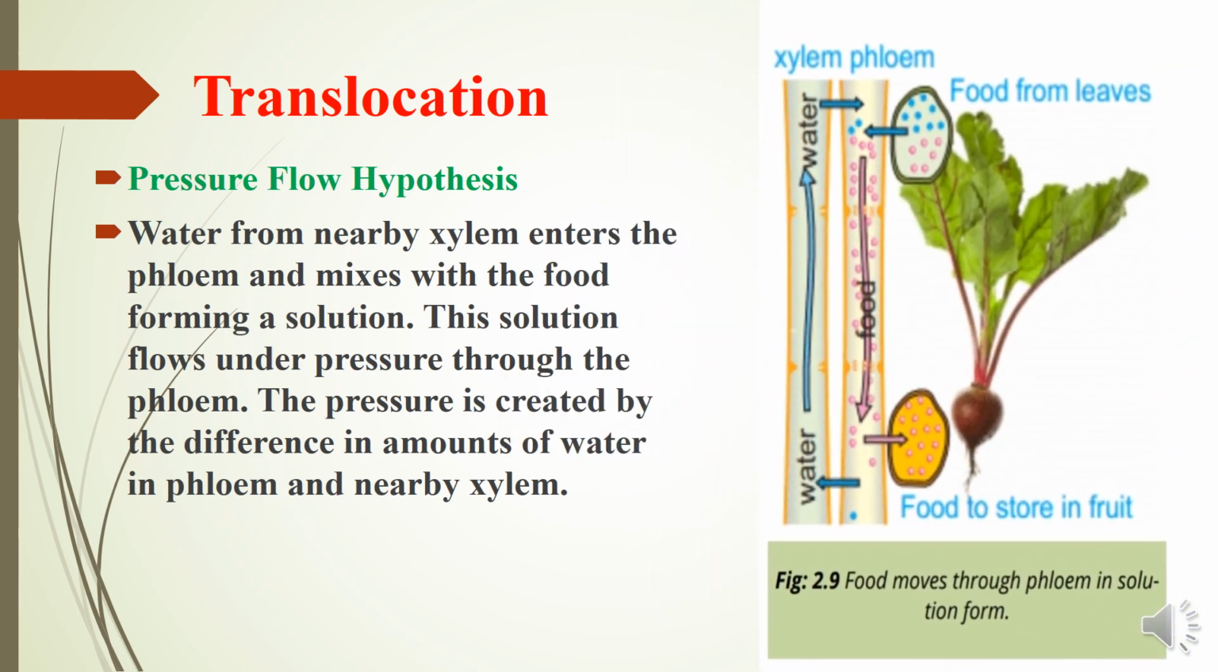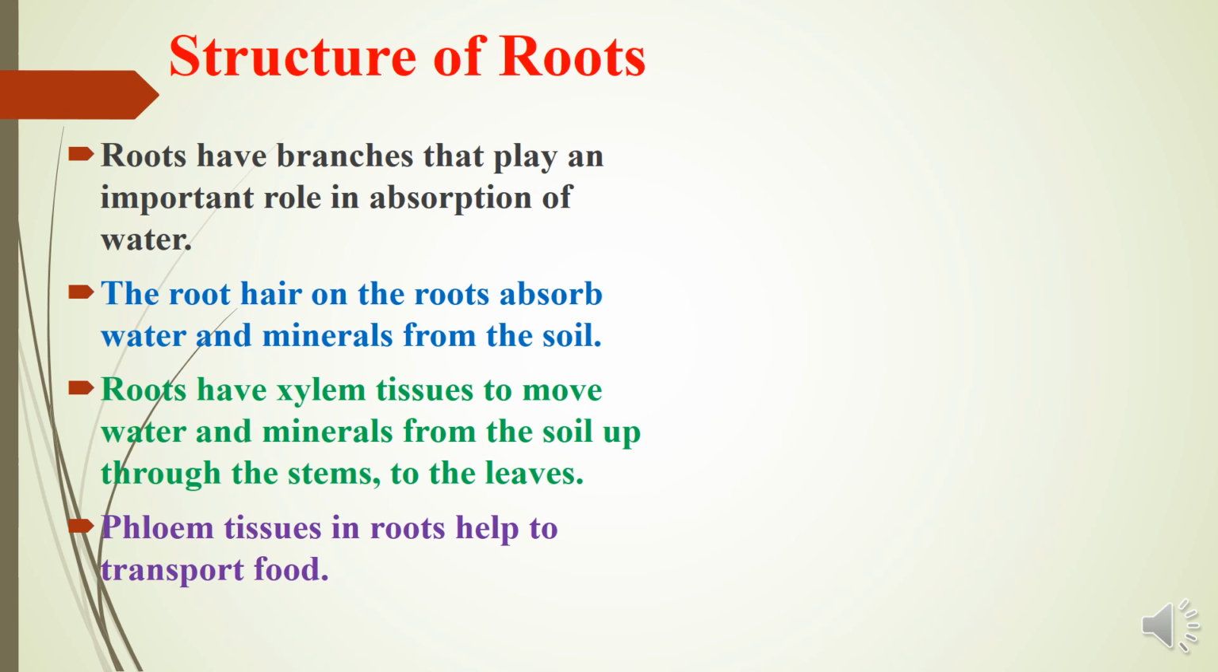According to this hypothesis, water from nearby xylem enters the phloem and mixes with the food, forming a solution. This solution flows under pressure through the phloem. The pressure is created by the difference in amounts of water in phloem and nearby xylem. So this is the translocation and pressure flow hypothesis. Now we will discuss the structures of plant parts and transportation. First of all, we will discuss the structure of roots.